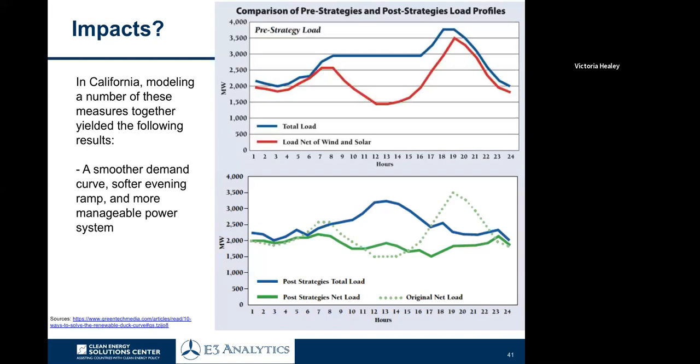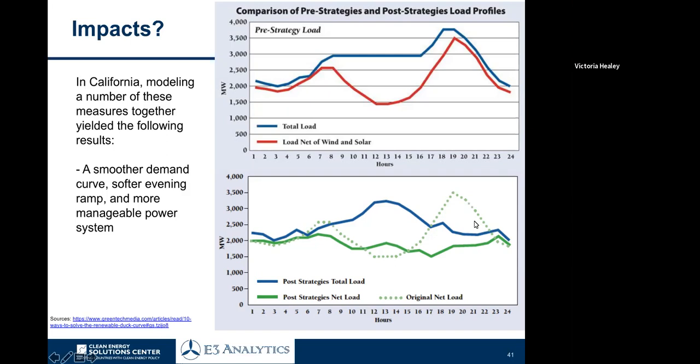The impacts. Now, if you were to do all of these things in California, to come back to our original duck curve diagram, what would it do? So some analysis undertaken in California tried to do just that. And you can see here in a section of the California grid, this is not the entire California grid, you can see here the impact of the post-strategy net load. So versus the original net load, which is the dotted green line on the bottom, basically maps the red one on top.